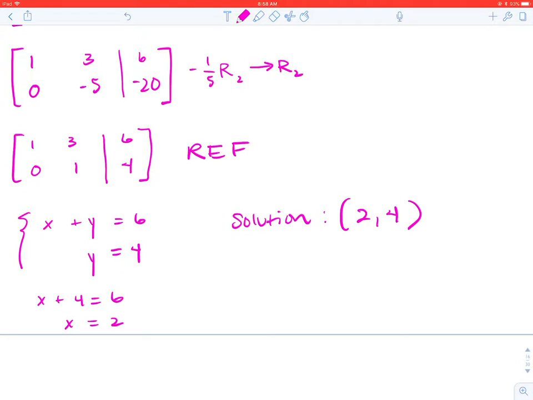That's not right. 1, 3, 6. y equals 4. Oh, I know why. Sorry about that. This should be 3y. Okay. Sorry. So if we substitute 3 in for y, we'll get x equals -6. So the solution is actually -6, 4. Sorry.